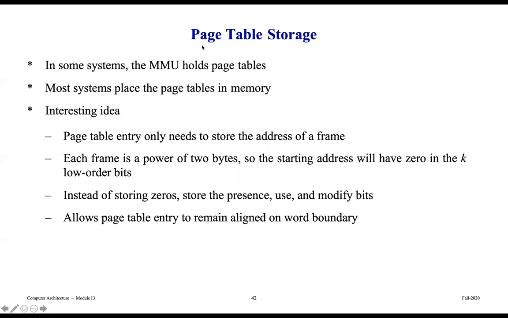And let's talk about page table storage. In some systems, the MMU holds page tables. Most systems place the page tables in memory. The interesting idea is the page table entry only needs to store the address of a frame. Each frame is a power of 2 bytes, so the starting address will have 0 in the K lower order bits.